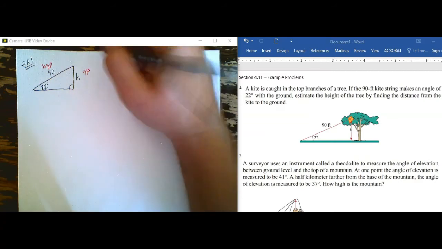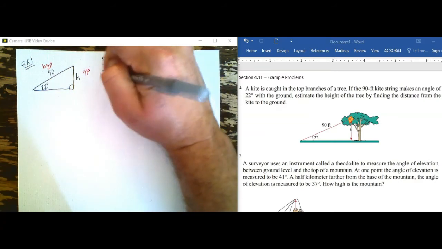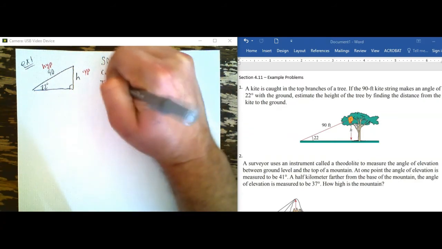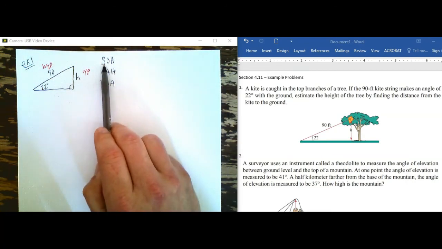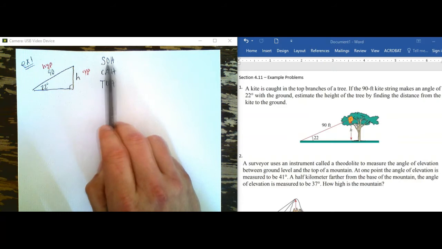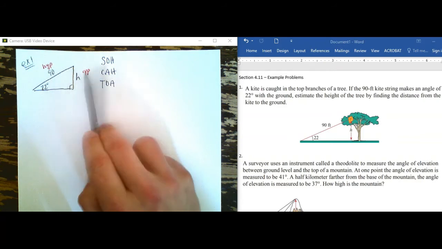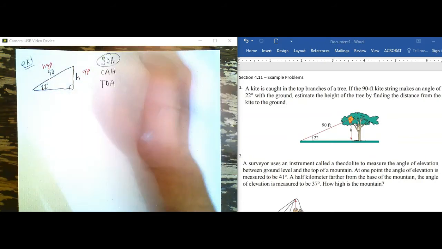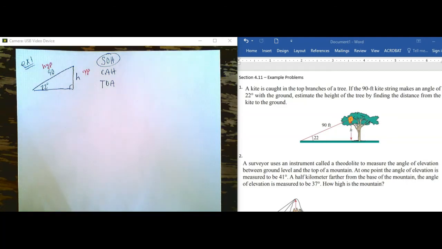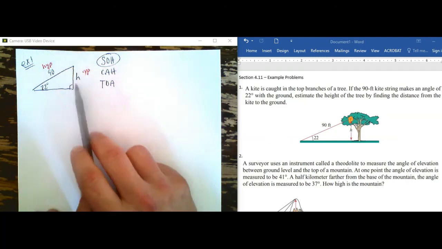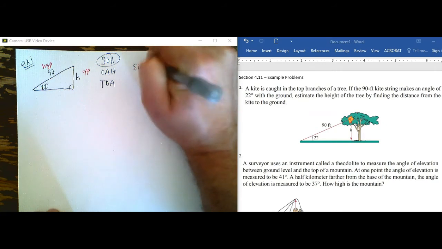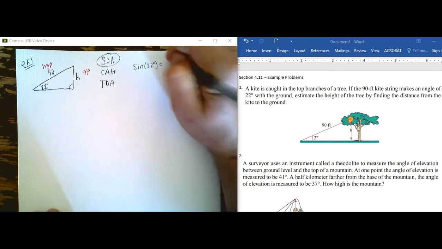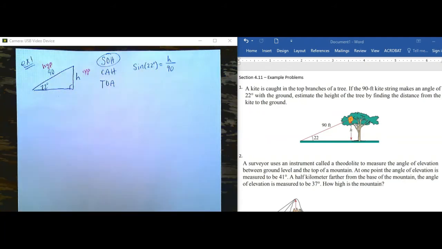So let's think about it. SOH-CAH-TOA tells us that the sine ratio relates the opposite to the hypotenuse, right? Opposite and hypotenuse are what we're working with. So we're going to choose the sine ratio to help us out to find h, okay? So the sine of 22 degrees must be equal to opposite over hypotenuse, h over 90, okay?